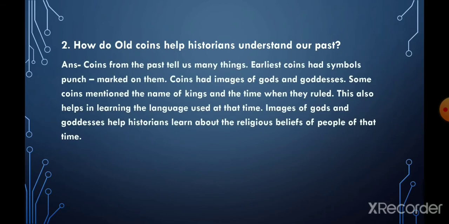Answer. Coins from the past tell us many things. The earliest coins had symbols punched on them. Coins had images of gods and goddesses. Some coins mentioned the names of kings and the time when they ruled. This also helps in learning the language used at that time. Images of gods and goddesses help historians learn about the religious beliefs of people of that time.